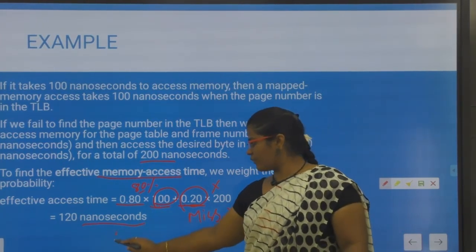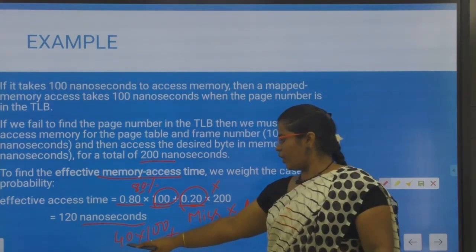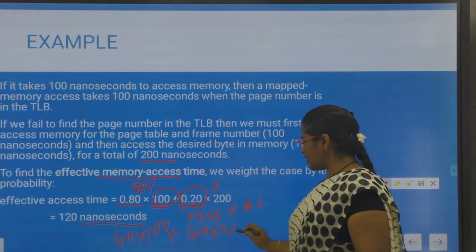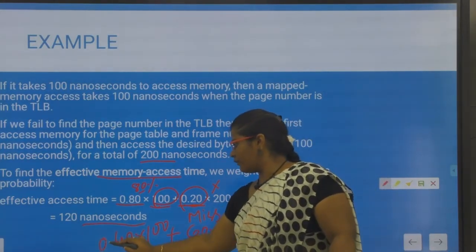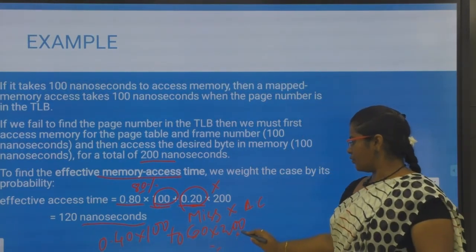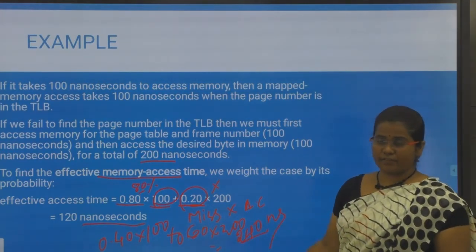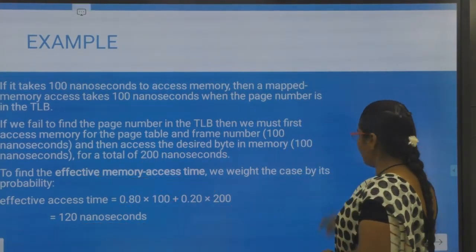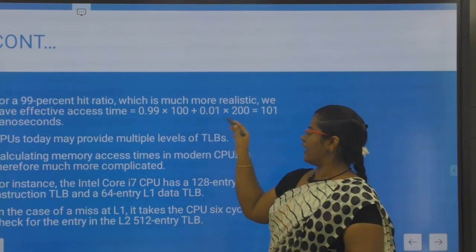So if your hit ratio is 40%, so 40 into 100 plus, your miss ratio will be 100 minus 40, that is 60 into the total access time 200. So which will be 0.4 into 100 and 0.6 into 200. So 240 nanoseconds are required to access a particular instruction if your hit ratio is only 40%. Likewise you will calculate the effective access time. So for a 99% hit ratio, you can calculate like this.